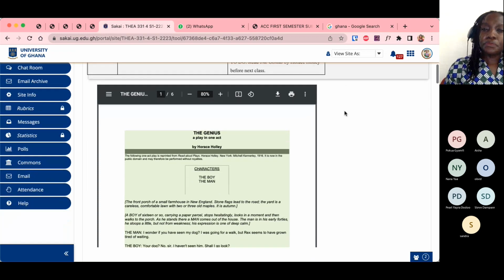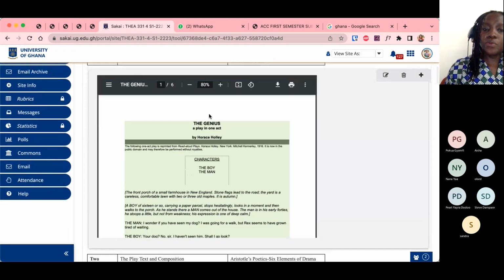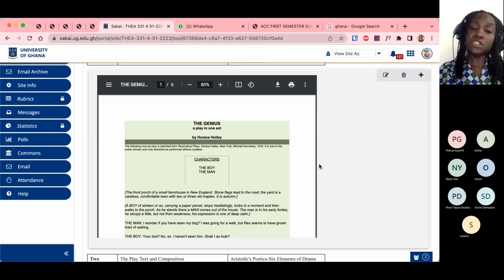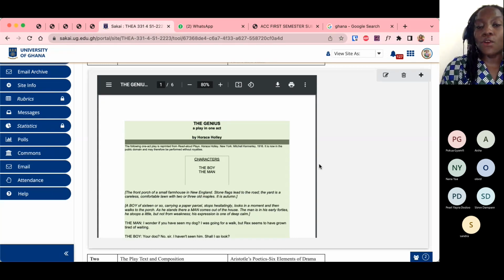So this is the very first play we will be reading. We'll be discussing this play in 2 weeks. It's just a 1-act play. You can see that it's just 6 pages. And because it's just 1 act, I don't see why you should just read this and not continue reading the other plays.